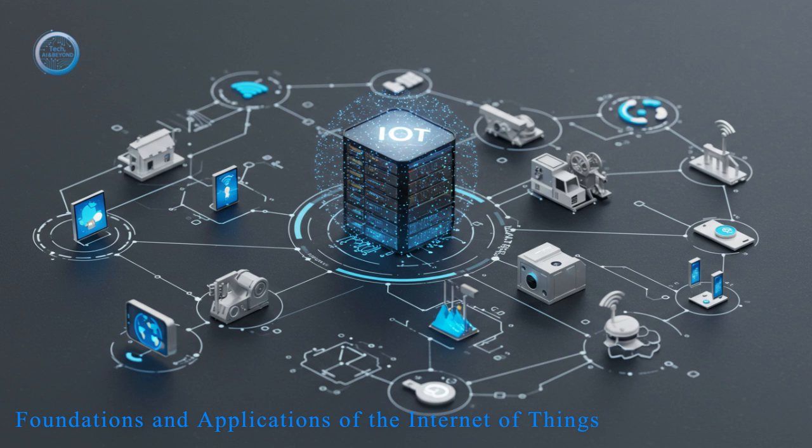We'll start with the basics in Episode 1, where we introduce the Internet of Things. We'll explore its definition, evolution, and the key components that make up Internet of Things systems. You'll learn about the differences between Internet of Things, M2M, and cyber-physical systems, and we'll discuss real-world examples like smart homes, smart cities, healthcare, and agriculture.